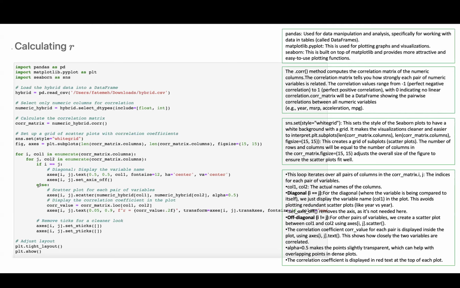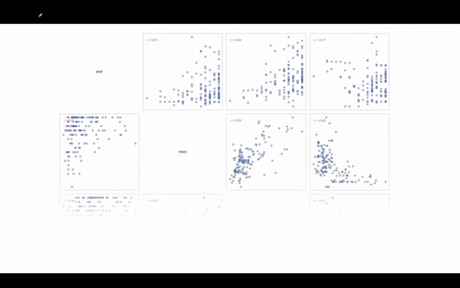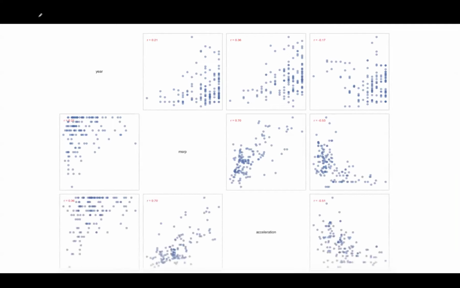Take your time, run this line of code. You should see a very nice scatter plot set with their correlation coefficients next to them. You have about 21%, 36%, negative 17%.